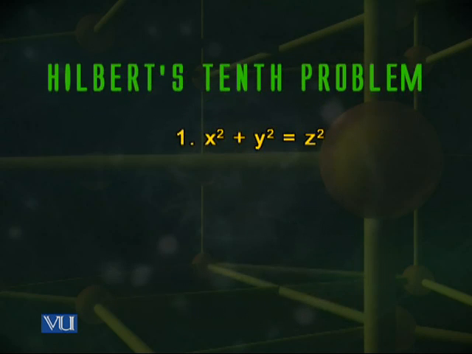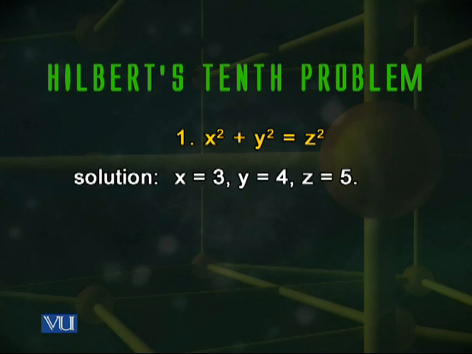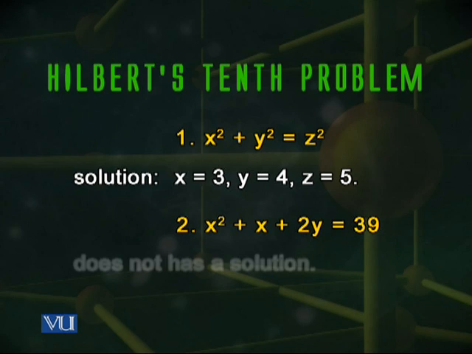The equation x squared plus y squared is equal to z squared has solutions in positive integers. X equals 3, y equals 4 and z equals 5. So this equation has solutions. On the other hand, let me give you another equation, which is x squared plus x plus 2y equals 39. This equation does not have a solution.